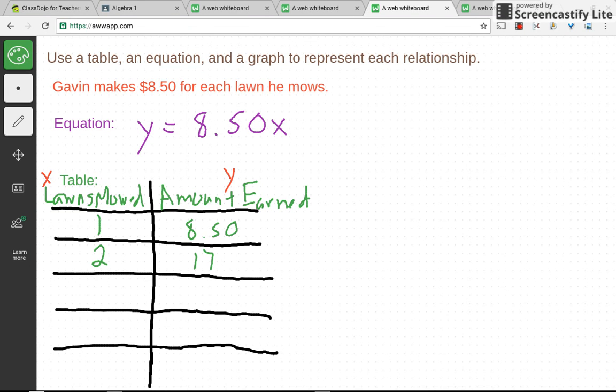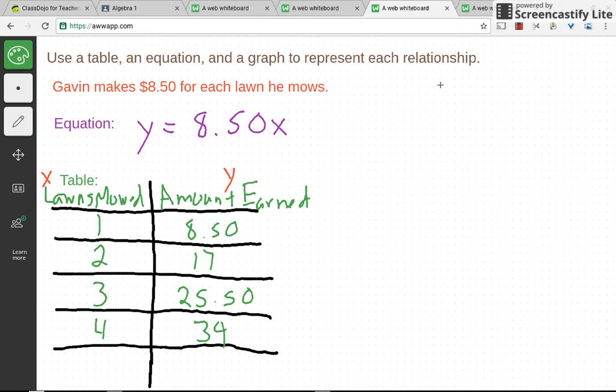If he mowed 3 lawns, X is equal to 3. 3 times $8.50 would be $25.50. And if he mows 4 lawns, then 4 times $8.50 is 34. So what I've got is a table here with my coordinates set in it. This would be X, and these are my Y values right there.